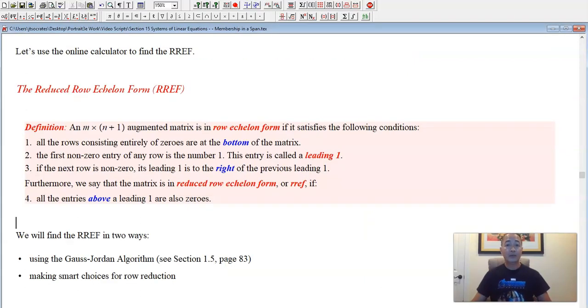So next up, we are going to go to our online calculator to find the REF of this matrix in 2 different ways. As I mentioned before, we are going to use first the Gauss Jordan algorithm.